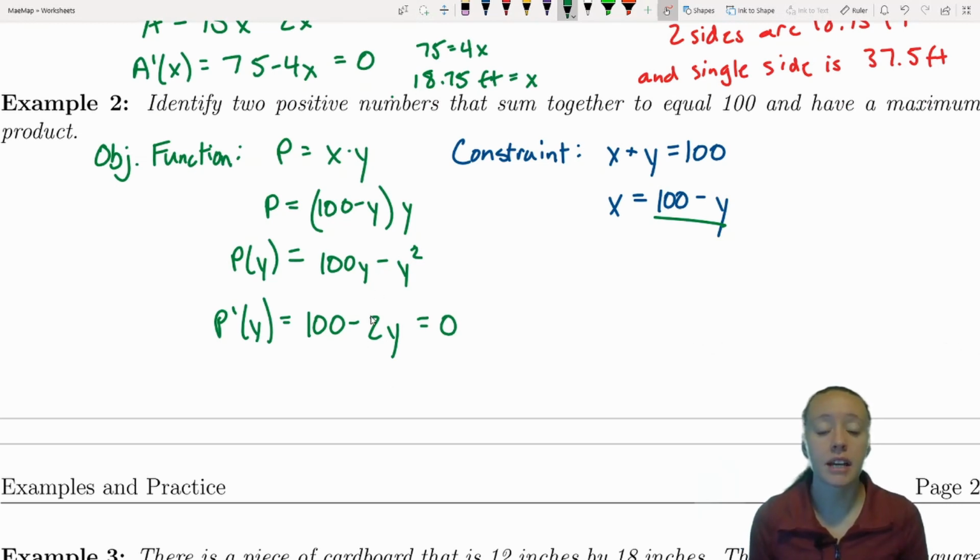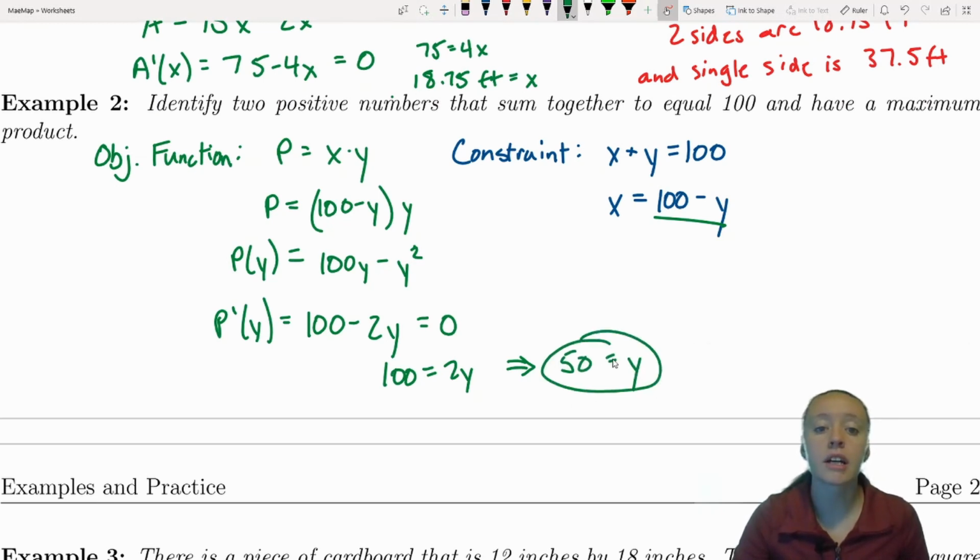And because when I take the second derivative, I get a negative 2, I know that I'm concave down at that point, so I do indeed have a maximum. So solving for when my derivative equals 0, I'll get that 100 equals 2y. Dividing both sides by 2 in turn will tell me that 50 is equal to y. So I know that one number is 50.